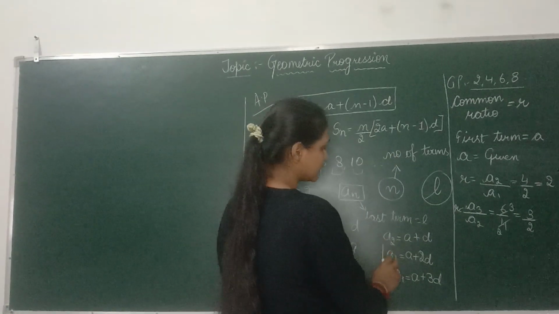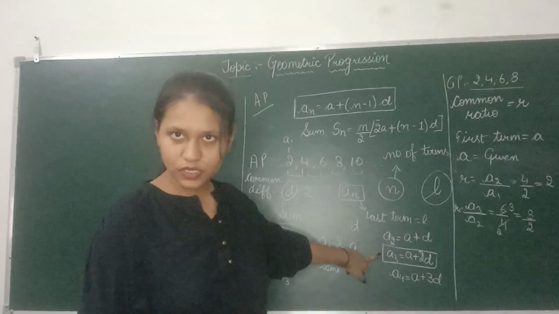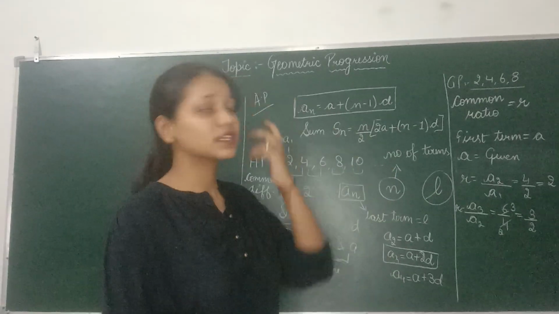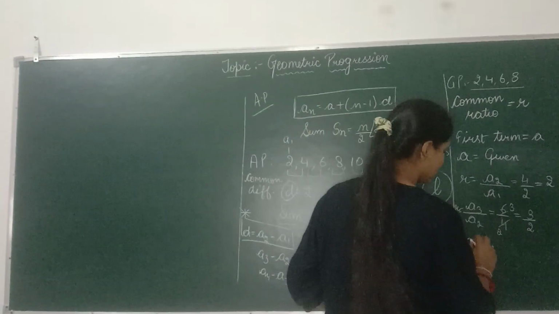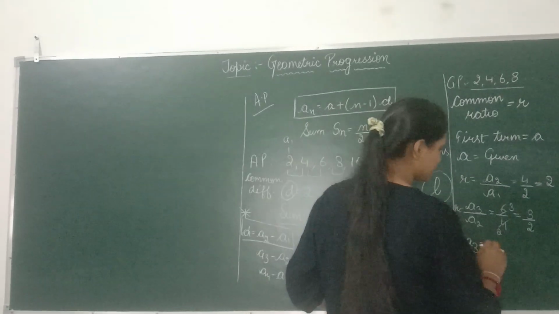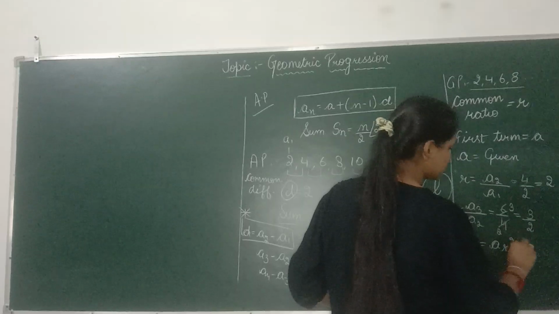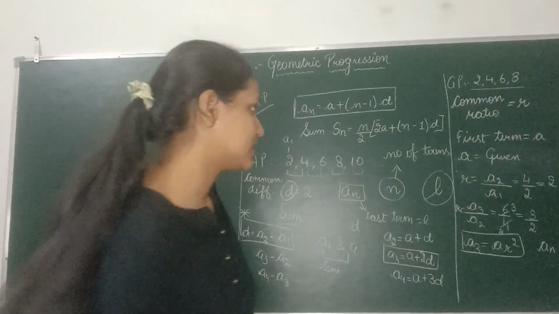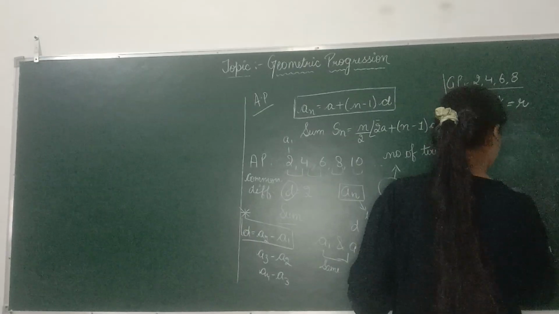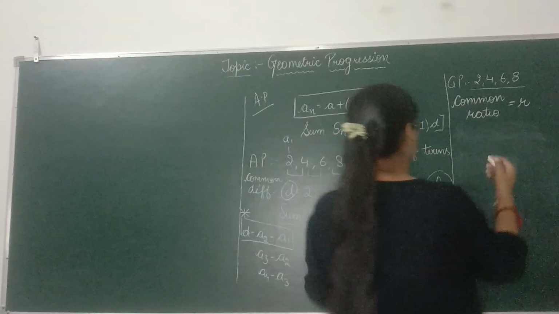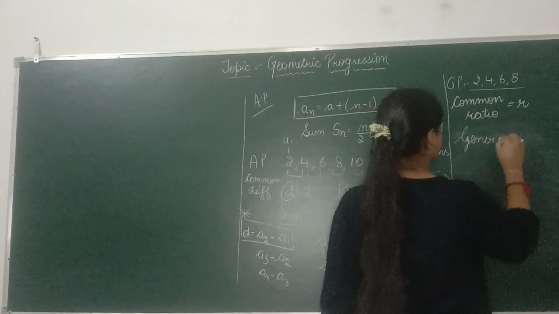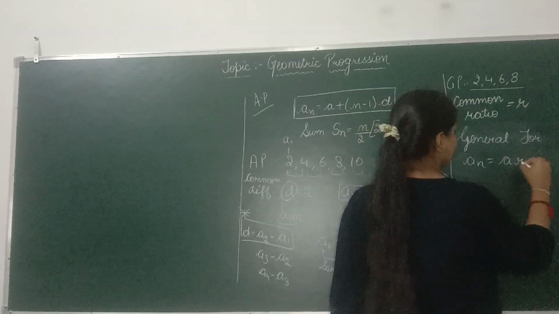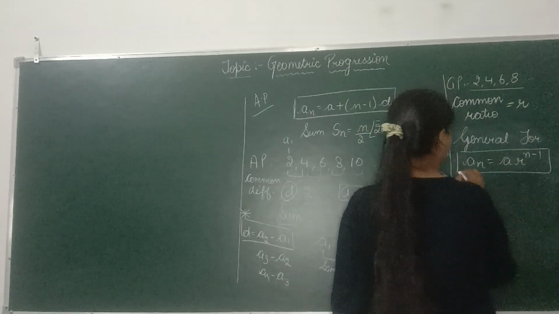If you have to calculate the next term, suppose in the arithmetic progression you have to calculate A3, its formula is A plus 2D. But in the geometric progression, if you have to calculate A3, it should be A R square. I am writing the general formula to calculate AN: AN = A R^(n-1).